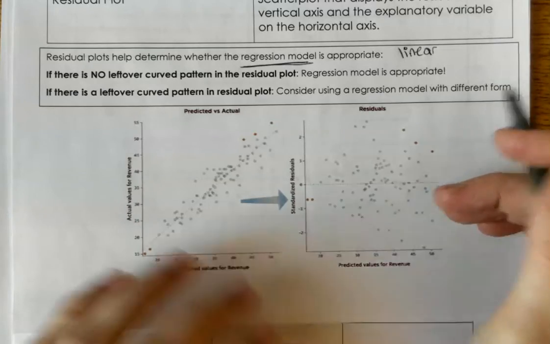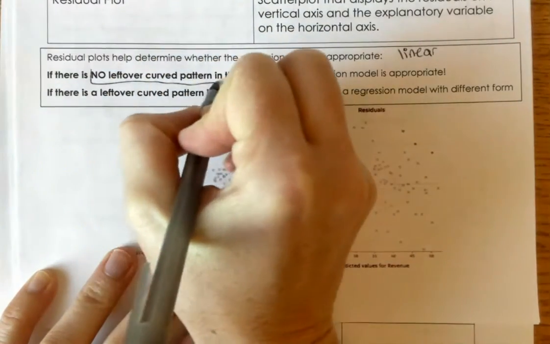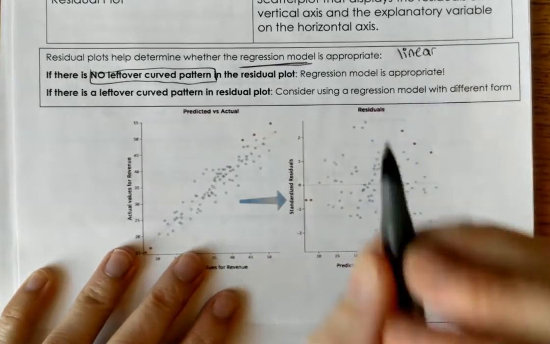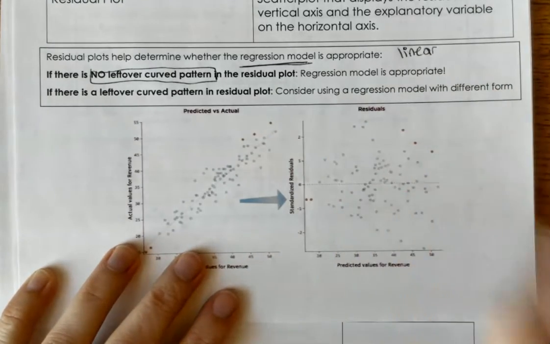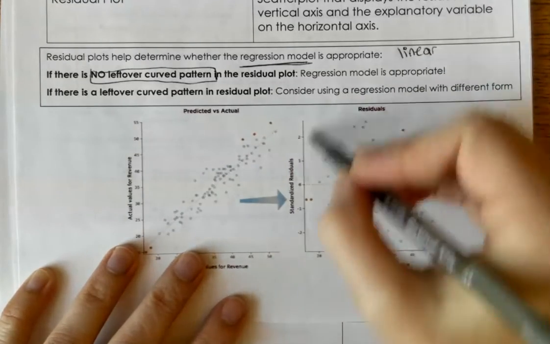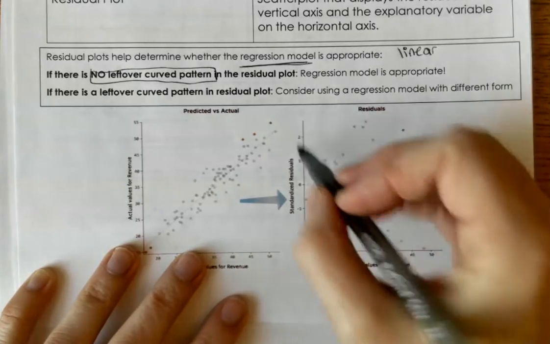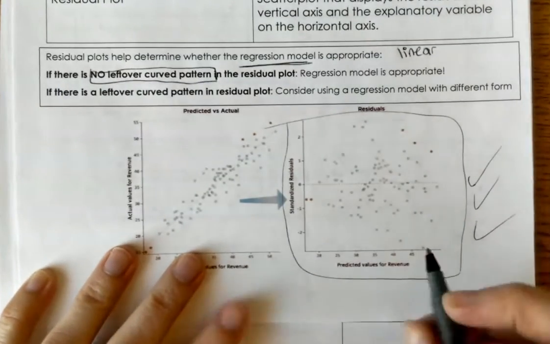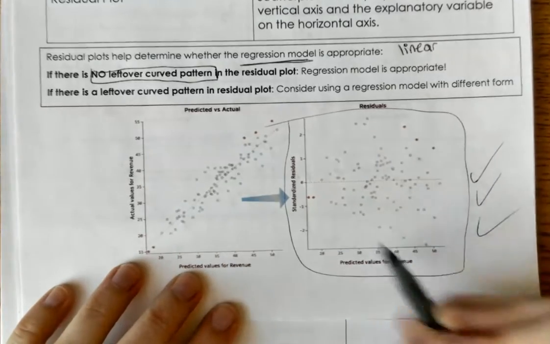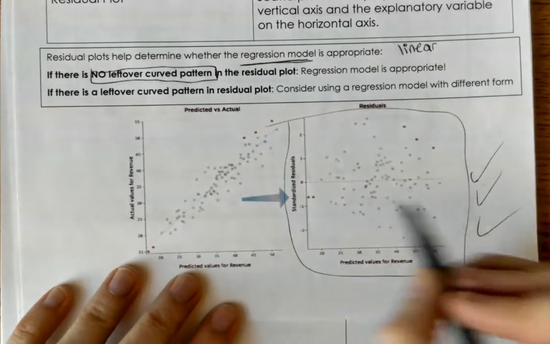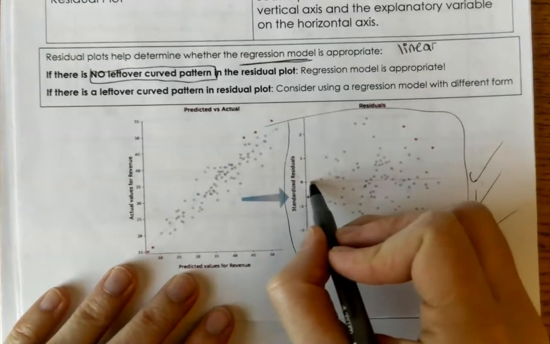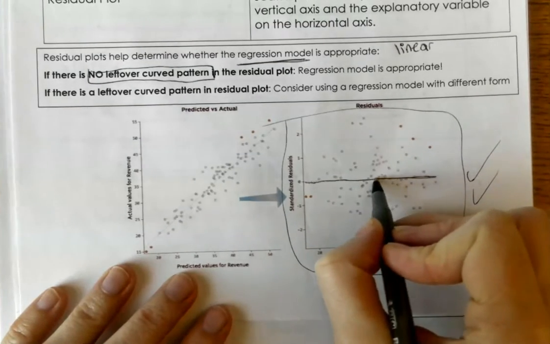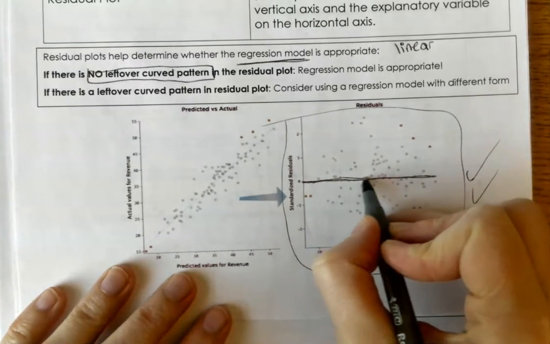If there is no leftover curved pattern in the residual plot, the regression model is appropriate. We want a random smattering of plots. This is what we want. Our model is appropriate if our residual plot looks like this. That means, because look, this is our model, right? This was our guess, this vertical line. If we have a residual of 0, which is the goal, right?